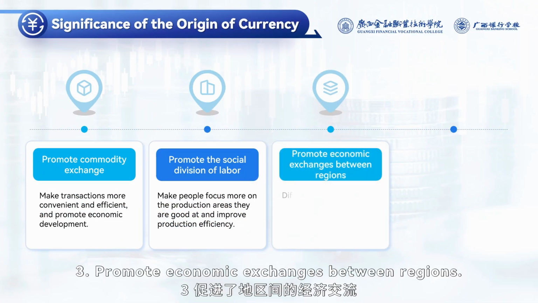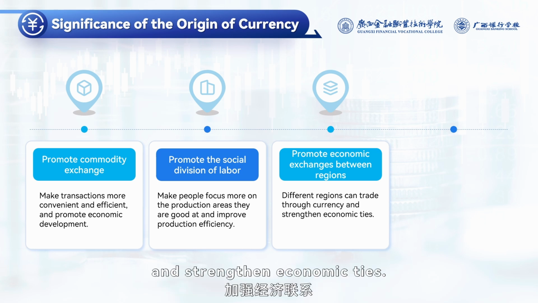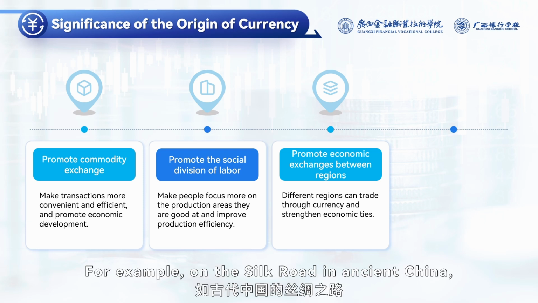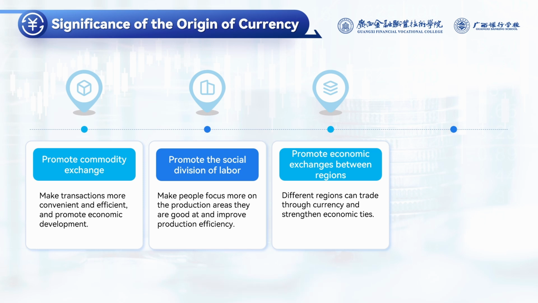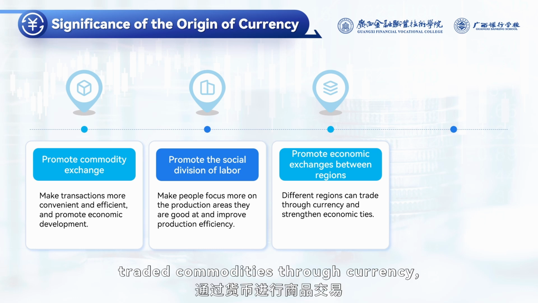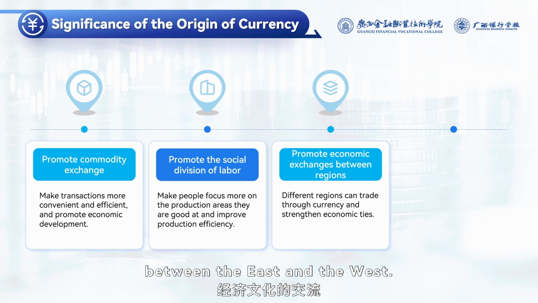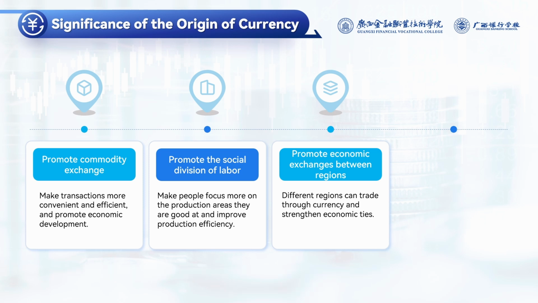3. Promote economic exchanges between regions. Different regions can trade through currency and strengthen economic ties. For example, on the Silk Road in ancient China, businessmen from all over the world traded commodities through currency, which promoted the economic and cultural exchanges between the East and the West.